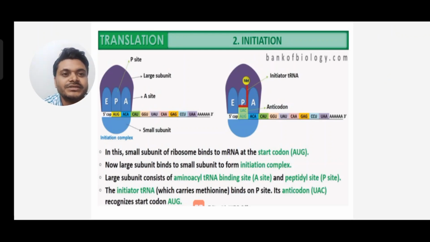You can see in the ribosome the P site, E site and A site. So first the amino acid will come and bind with the P site. Which one is the first amino acid? Methionine. Which one is the start codon? AUG. And which one is the anticodon? That is UAC.